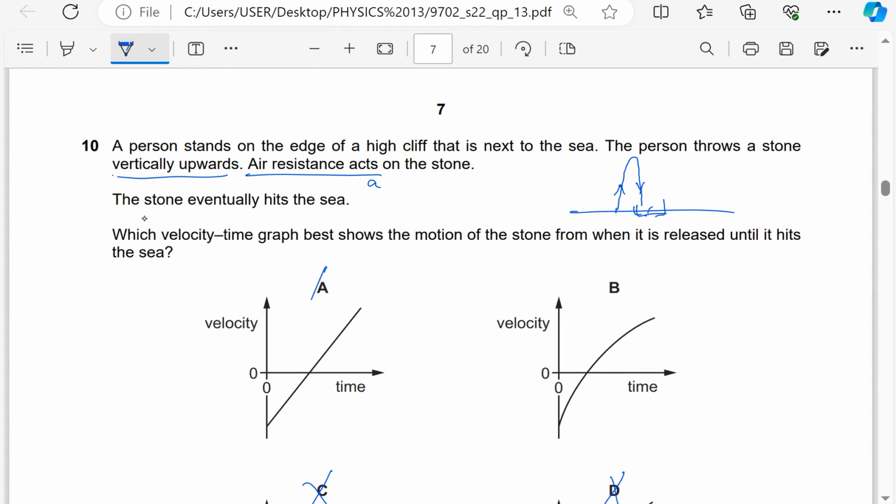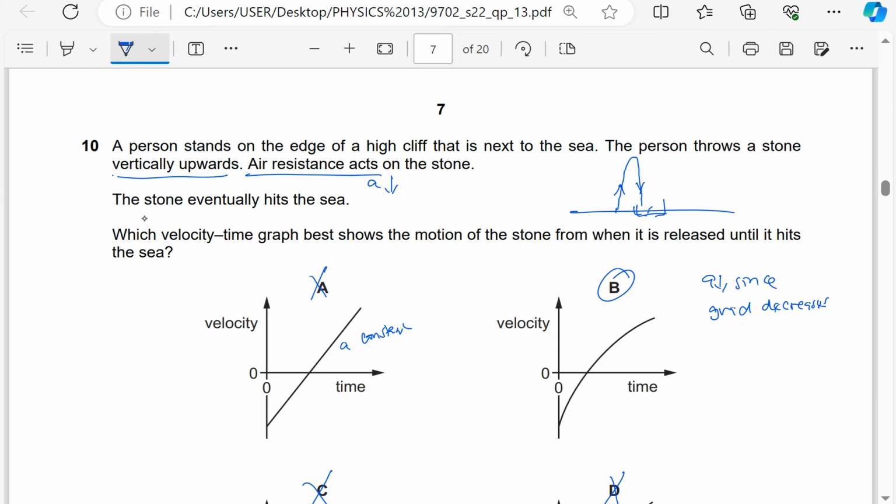Then A is going to be wrong because A is showing that the acceleration is constant, yet air resistance acts on the stone. If air resistance acts on the stone, then the acceleration must decrease. That means B is correct because B shows that acceleration is decreasing, since the gradient decreases. You notice that the graph is showing a decreasing gradient. So the acceleration is decreasing.